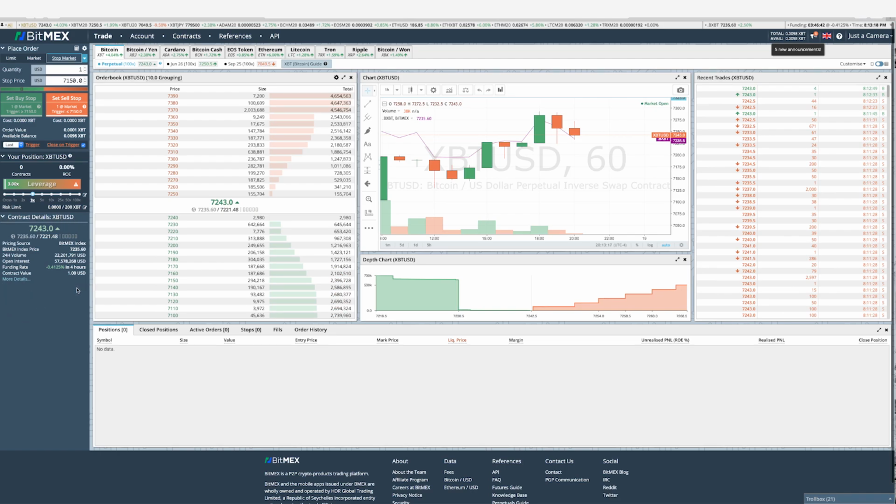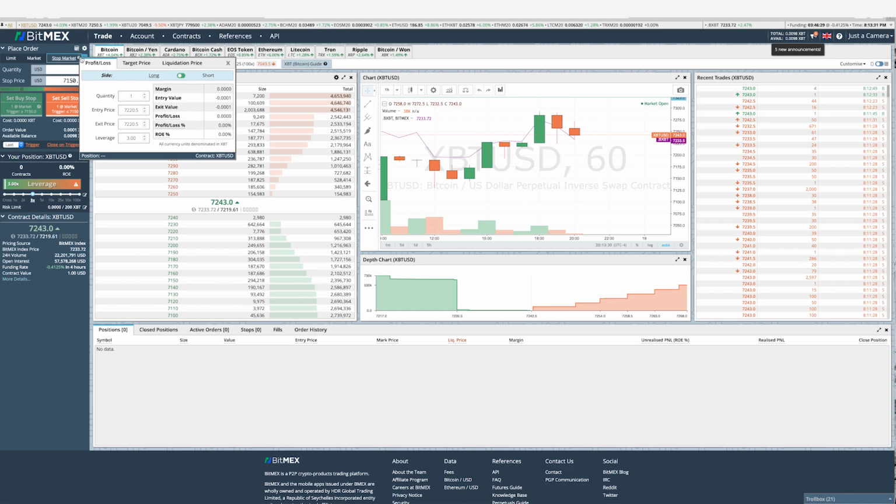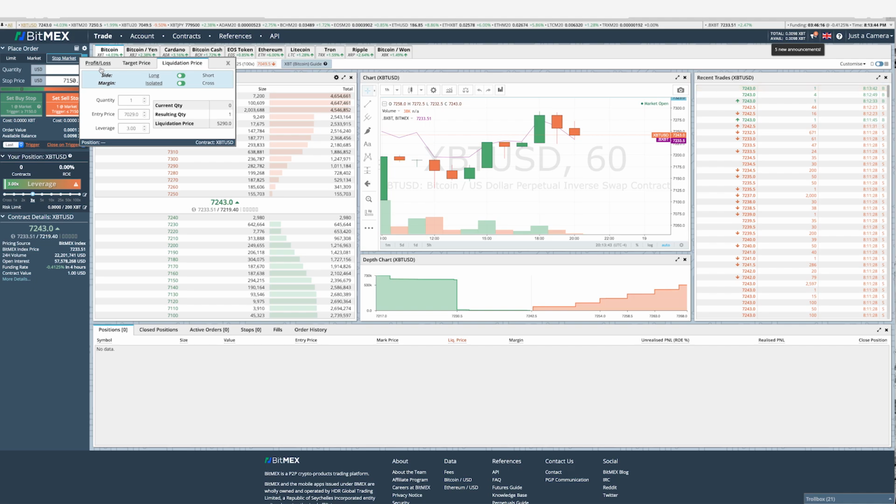Now, the last thing I want to go over is this little calculator up here, and you're going to start to see this in some of the examples that we go over in the future slides with understanding leverage. But if we click on this, we can see that there are 3 tabs: profit loss, target price, liquidation price. Now, I want to focus on the liquidation price tab because, as we know, we don't ever want to get liquidated, and our stop should be placed accordingly, whether that's below or above the liquidation price, depending on if you're in a long or short position.